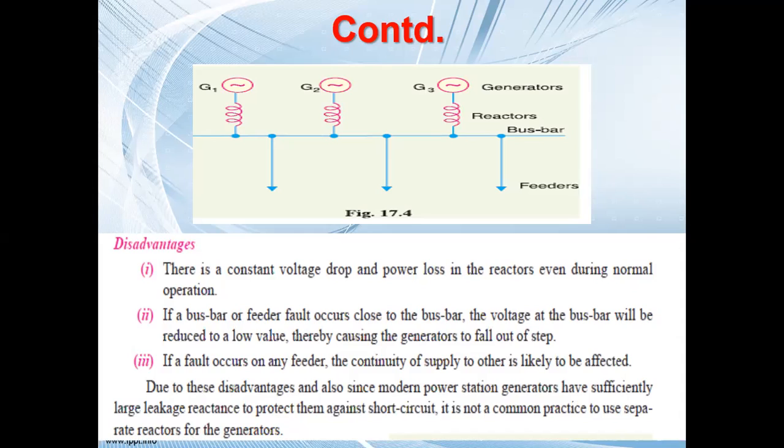Nowadays the generator itself has a high value of leakage reactance. So if there is a large leakage reactance, what will happen? The generator itself is capable of handling the short circuit current within its own system. That's why no separate generator reactors are connected nowadays, because modern generators are equipped with such a facility.